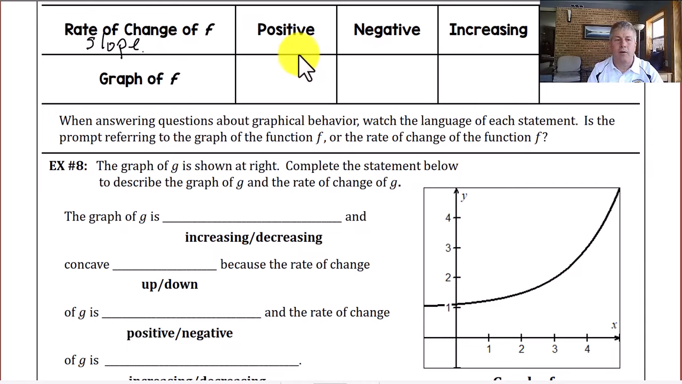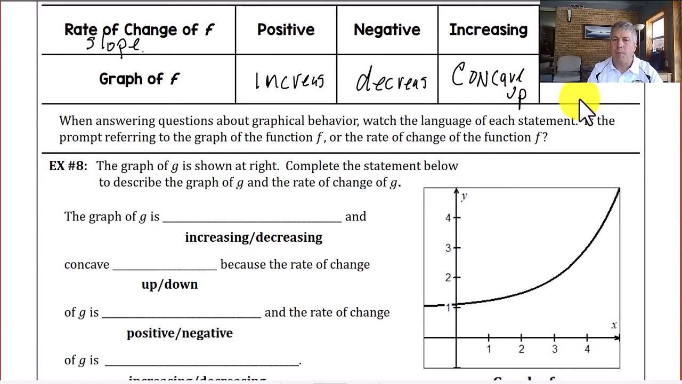So real quick summary of behavior and rates of change. If the rate of change is positive, or the slope is positive, our graph is increasing. If the slope is negative, our graph is decreasing. If the slope is increasing, this is a question of concavity. So we are concave up. Sometimes I like to do just that. And if the slope is decreasing, we are concave down. So you'll see me just draw a picture like that.